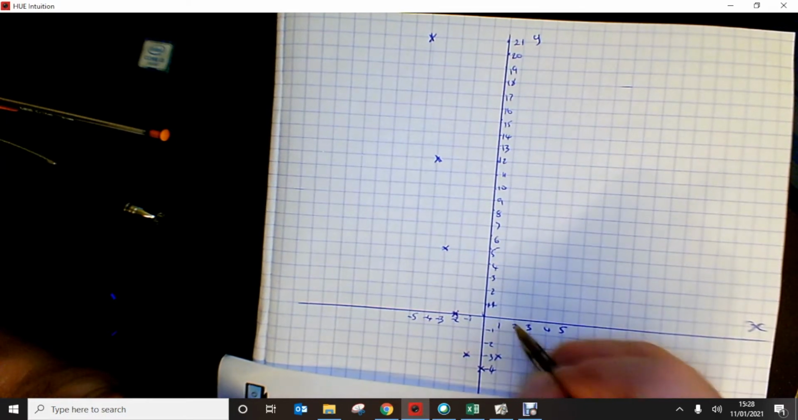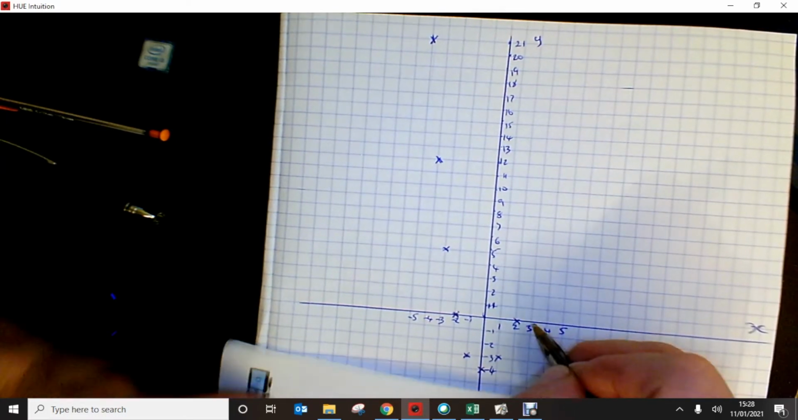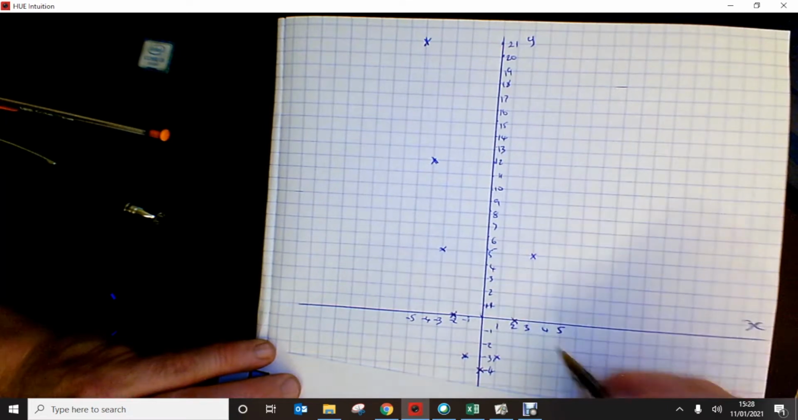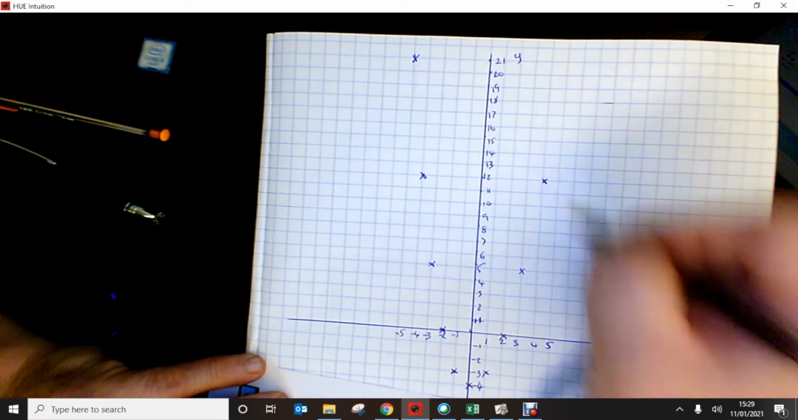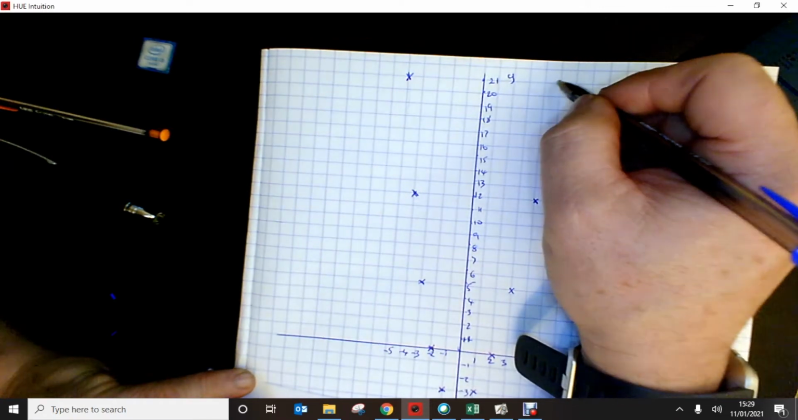1 is negative 3, 2 is going to be 0, 3 is going to be 5, 4 is going to be 12, and 5 is going to be 21.